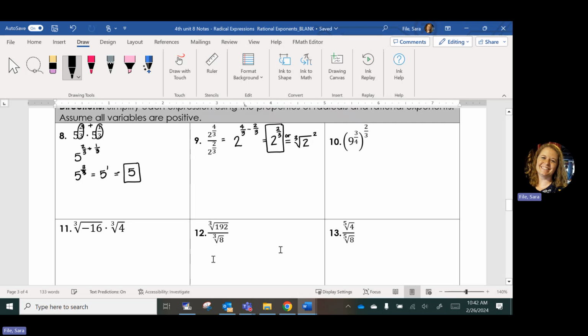All right, what about 10? Number 8 used the product property. Number 9 used the quotient property, or quotient rule. This one, when you have a power to a power, is the power property. So what do you do with those powers? Multiply them. So we're going to do 3/4 times 2/3.